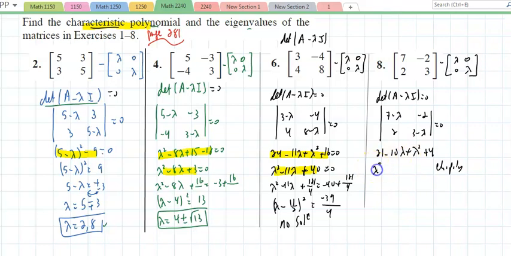So that is lambda squared minus 10 lambda. I could say this is the characteristic polynomial. I don't want to mix you up with the 0. There it is. So plus 25, set it equal to 0. That's lambda minus 5 squared equal to 0. That's lambda equal 5, multiplicity 2.